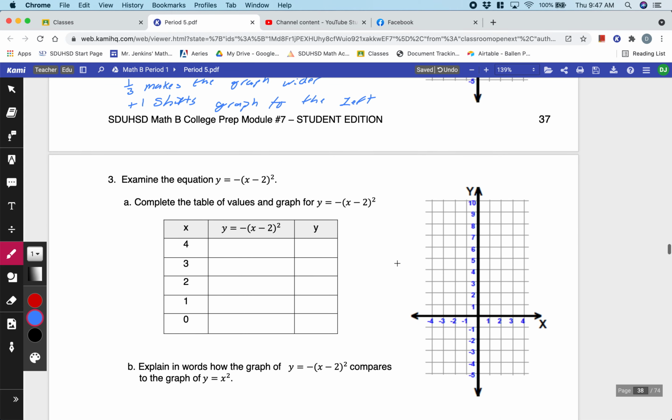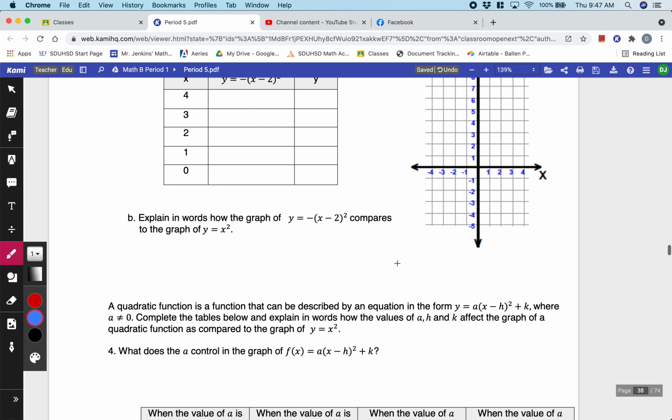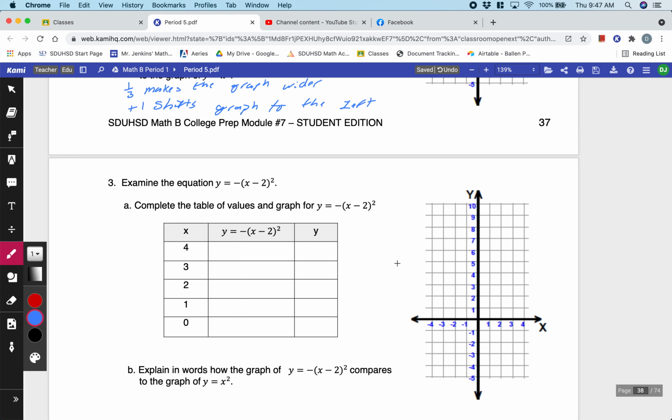Okay, so now, same idea. We're going to do one more of these and put all our thoughts on one sheet of paper here. I have a negative in front of the parentheses. This is my a value. Does anyone want to take a guess what the negative a value does? If you guessed it shifts it down, you're correct.